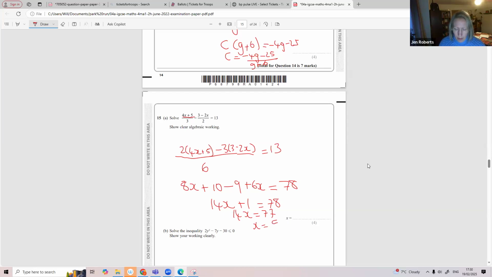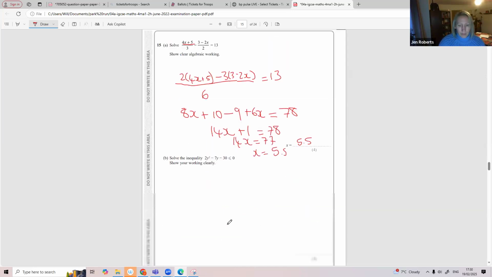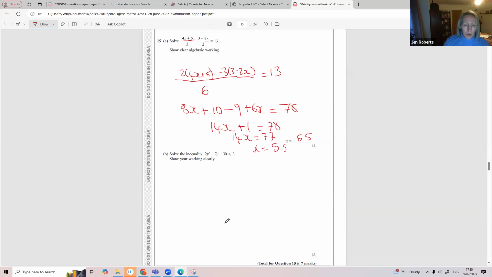X is 5.5. Ooh, we've got a quadratic inequality here. Quite difficult to remember what to do with these. Definitely need to draw a sketch. But before we do that, I need to know where my graph crosses the x-axis. I'm going to put it equal to 0 and solve this. There are a few different methods for solving a quadratic when the coefficient of your y squared is greater than 1. I'm going to use the splitting down the middle method.